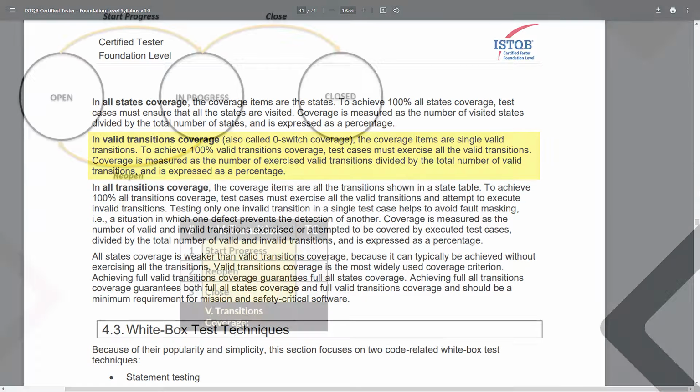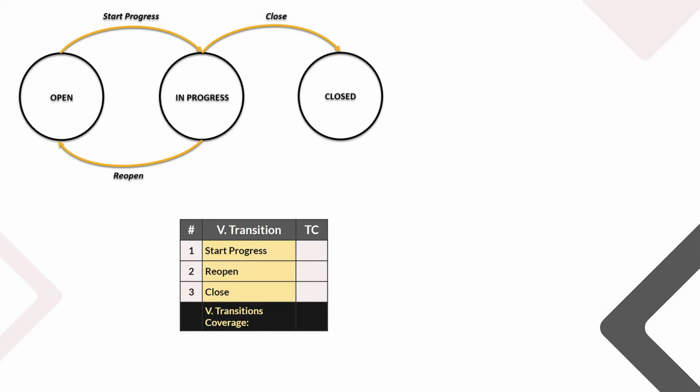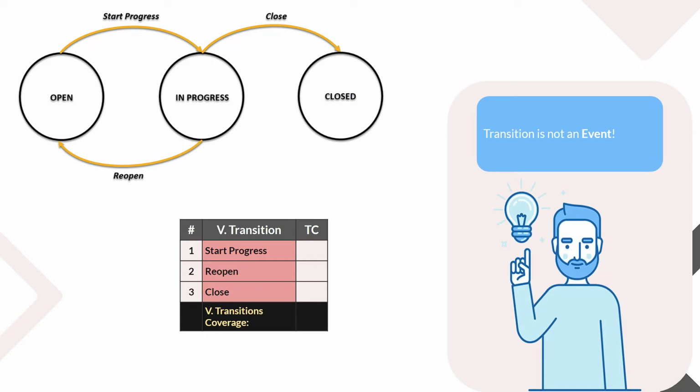In valid transitions coverage, the covered items are single valid transitions. To achieve 100% valid transitions coverage, test cases must exercise all the valid transitions. In our case, the transitions are marked with arrows, and many may be confused here. The fact is that the name of the event is always written above the arrows, but the transition is not an event. One event can lead to different transitions, which we will talk about a little later.